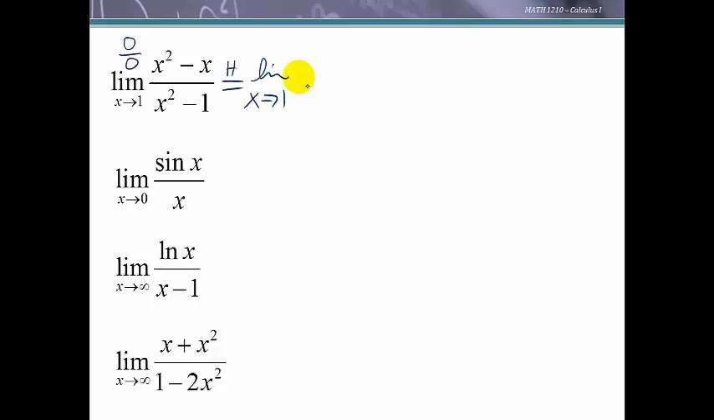So L'Hopital's rule says the derivative of the numerator, which is 2x minus 1, divided by the derivative of the denominator, which is 2x, if we take the same limit, it will be equivalent. Now we can directly evaluate, and we would have 2 minus 1 is 1 over 2 times 1 is 2. And that's what we got when we did the algebraic manipulation. So this was another way to get there using L'Hopital's rule.